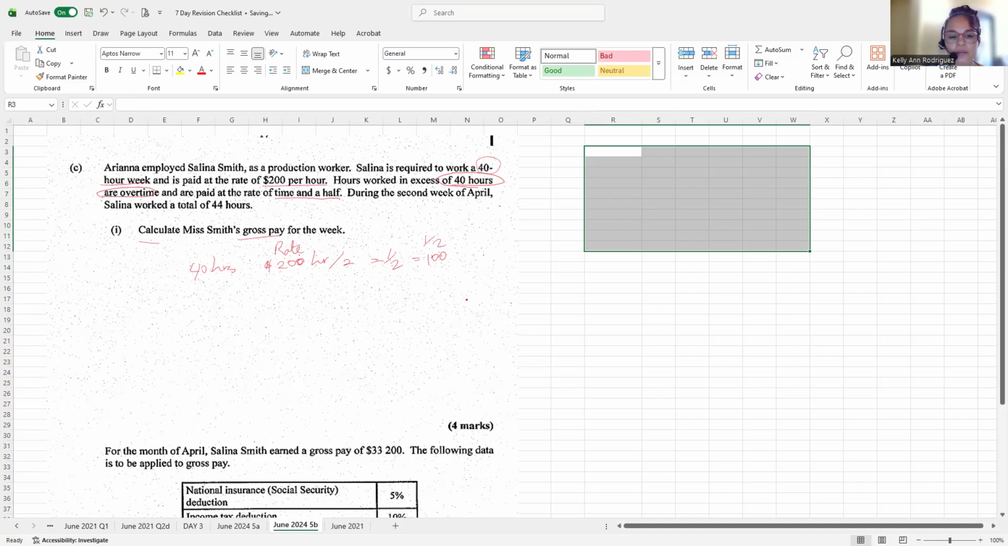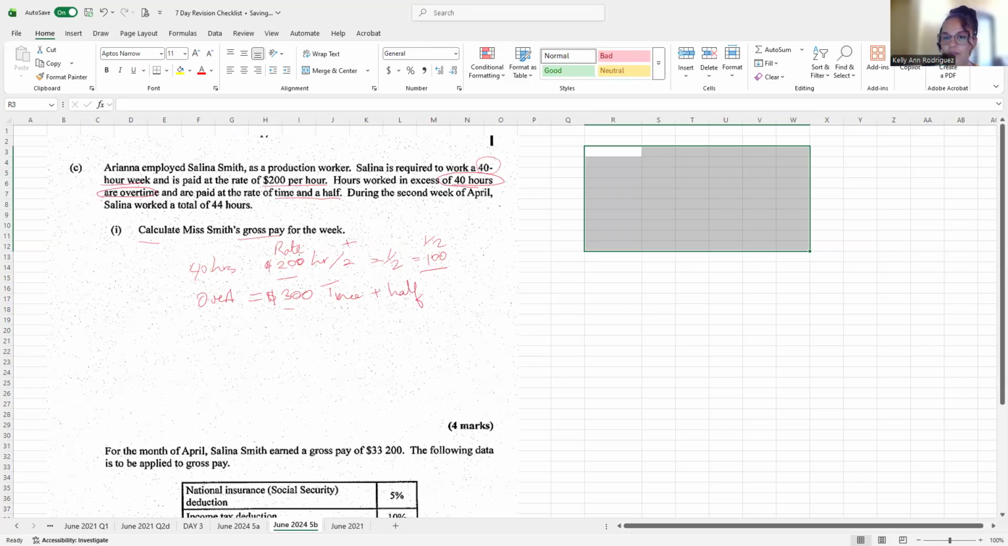So the rate plus a half is equal to $300. So rate plus this half is equal to $100. So therefore, time and a half, the rate will be 300. So her base rate is 200 and her overtime pay rate will be $300. Right? I hope you all see that. Base is 200. Time and a half is 1.5.